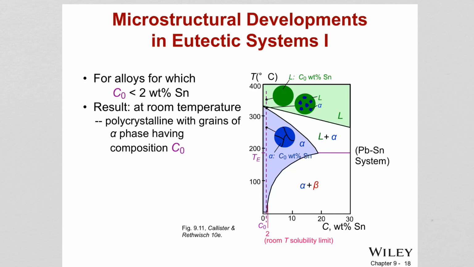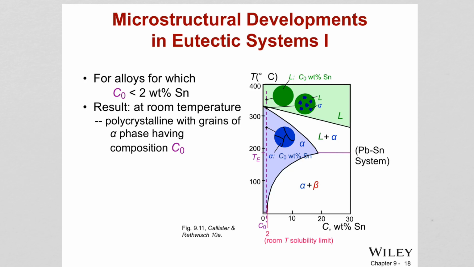Okay, in this tin and lead system, we are seeing part of the phase diagram up to 30% tin. Let's say you have an alloy whose composition is less than 2% tin. It is shown with the purple line, C0.